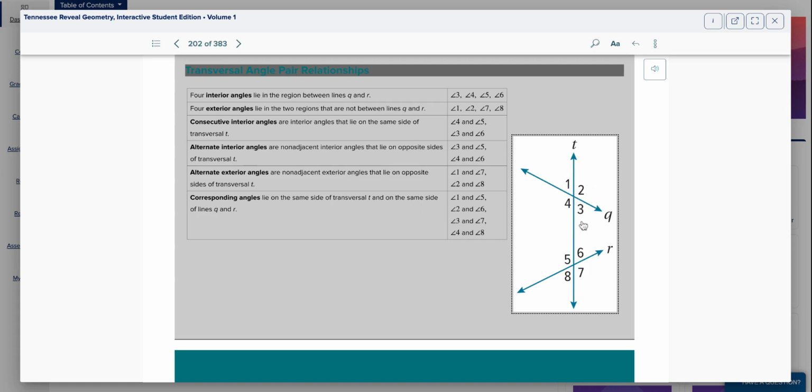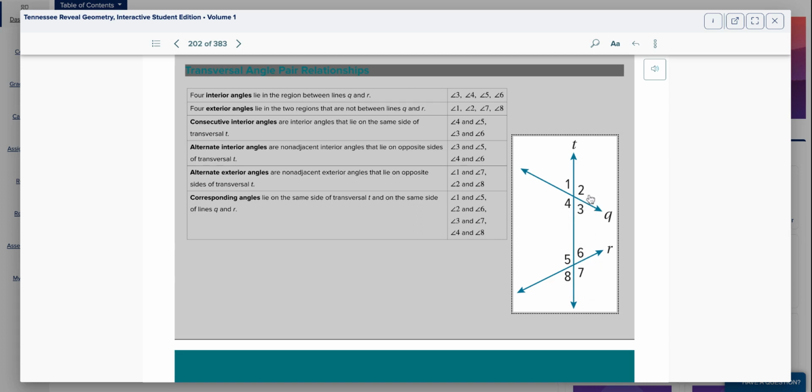So 1 is in the top left of its cluster. It's corresponding to 5 because it's also in the top left of its cluster. 2 is in the top right. 6 is in the top right. They are corresponding. 4 is corresponding to 8. 4 is in the bottom left of its cluster. So is 8, bottom left. And of course, 3 goes with 7.